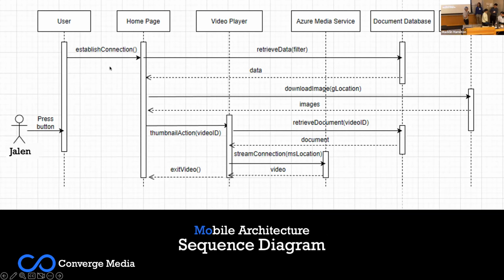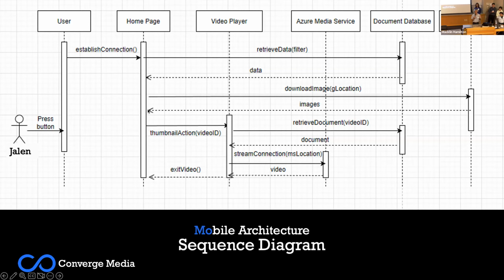Right, so here is the sequence diagram where Jalen would want to watch a video on the mobile application. So first, Jalen would open the app and establish a connection. Next, he would be loaded onto the home page. On the home page, there'll be an API call to fetch data from our document database. Once we retrieve the data from the document database, there will be a call to our Azure Blob Storage to load all the photo content that we have stored there. After this point, it will look like the app has been fully loaded, so this happens really fast.